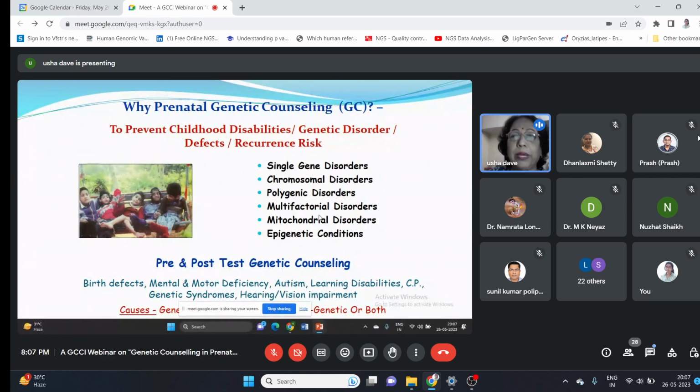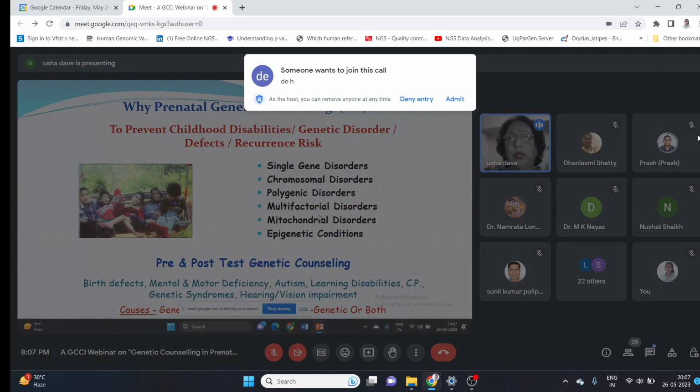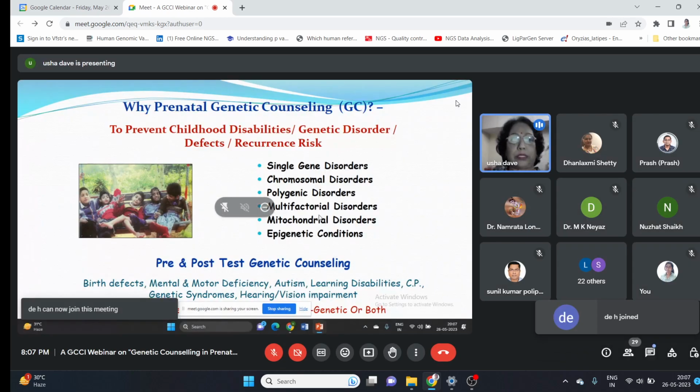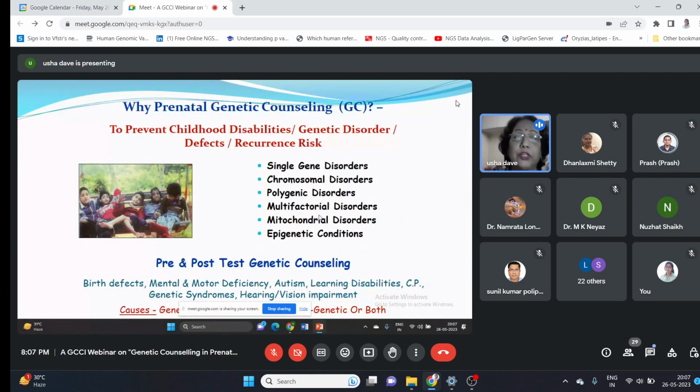Okay, so the main objective is to prevent childhood disability, genetic disorder, recurrence risk. So he has to know how many types of disorders there are. Is it a single gene, a chromosomal disorder, or a multifactorial one, or has the clinician suspected a mitochondrial disorder? That is determined through genetic evaluation and testing.